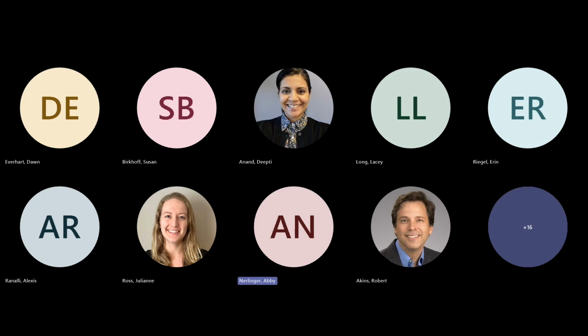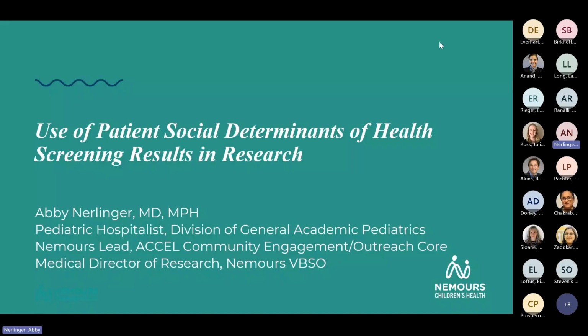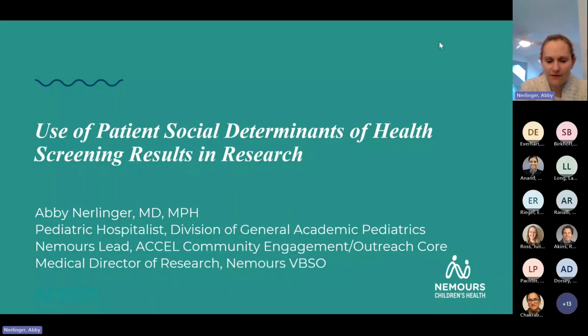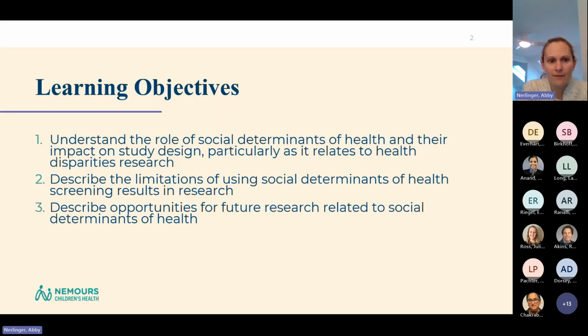We can think about obtaining data on variables that may be driving disparities in health outcomes, whether this is systemic, structural, or environmental variables, and focus on the social determinants of health screener. The learning objectives: understanding the role of social determinants in health disparities research, thinking about limitations of using screening results in research, and then describing opportunities for future research in this area.